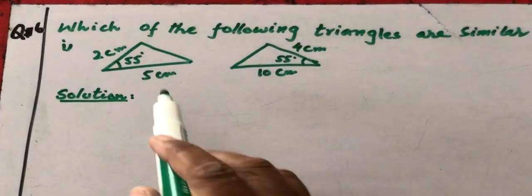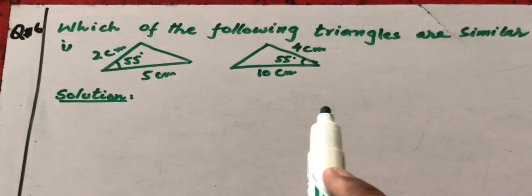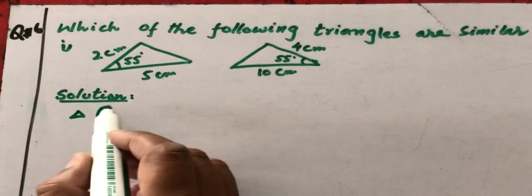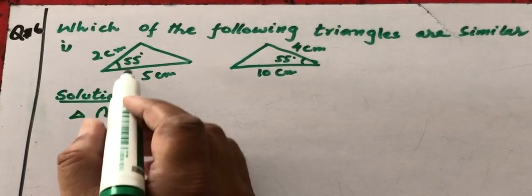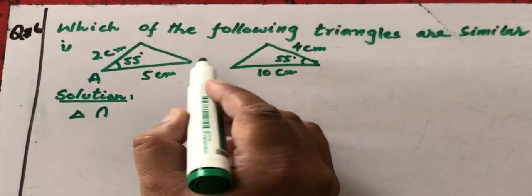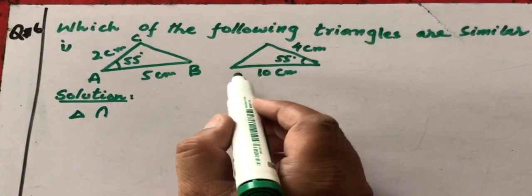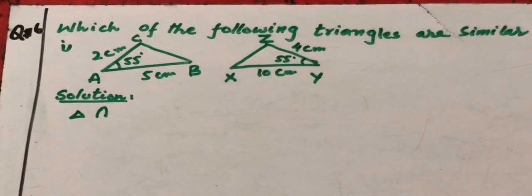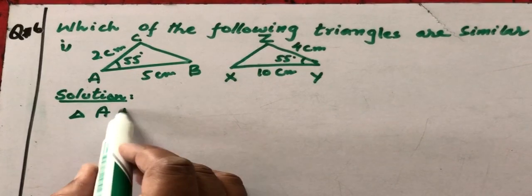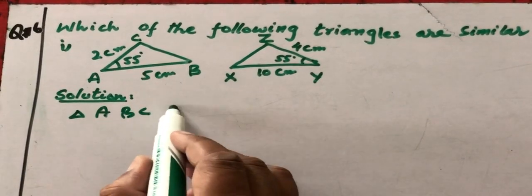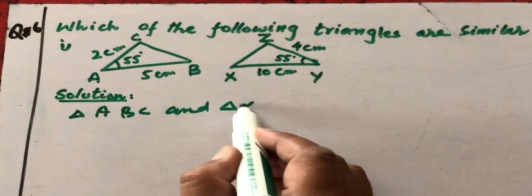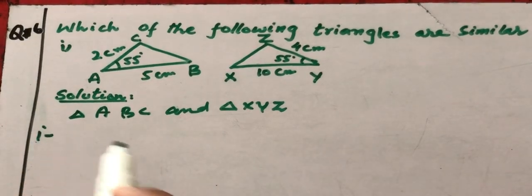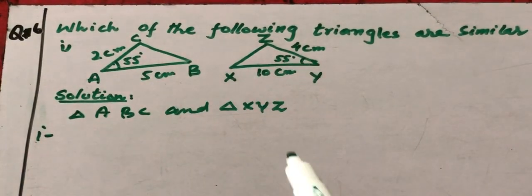So in this question we can see the triangles. Suppose we give the names triangle A, B and C, and here we give it the names X, Y and Z. So in triangle ABC and triangle XYZ, the first property is that their corresponding angles are equal to each other.